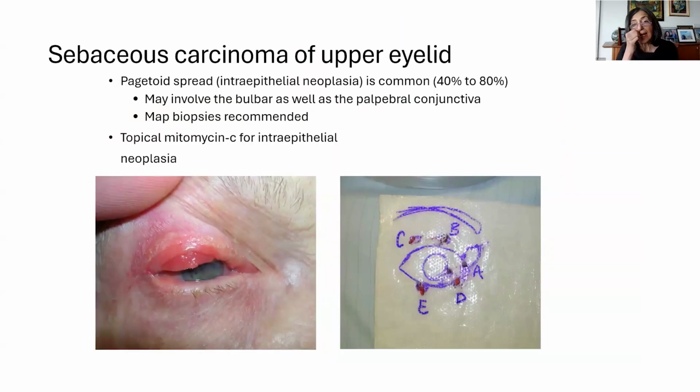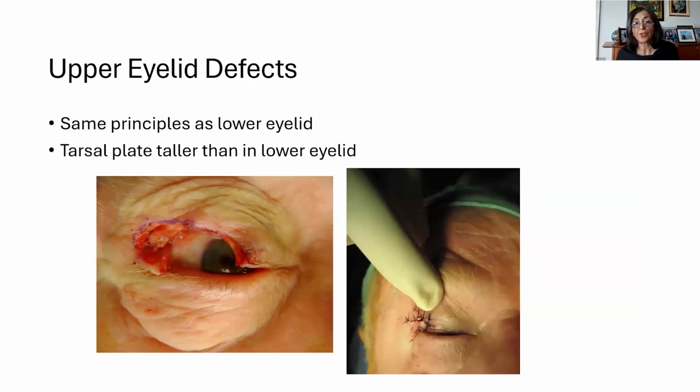And we talk about doing map biopsies for sebaceous carcinoma, and it's really appropriate for cases that are more diffuse like this, and we might have some areas of injection of conjunctiva or neovascularization of the cornea, and therefore the idea of doing map biopsies to rule out intraepithelial pagetoid spread of this cancer, which can occur. And in that situation, sometimes topical chemotherapy using mitomycin C drops might be appropriate. But otherwise, this cancer is treated surgically.